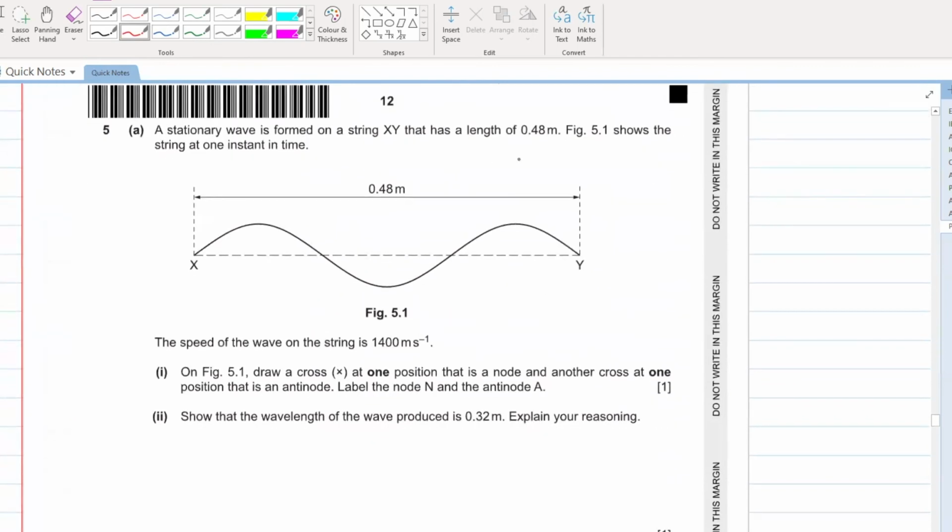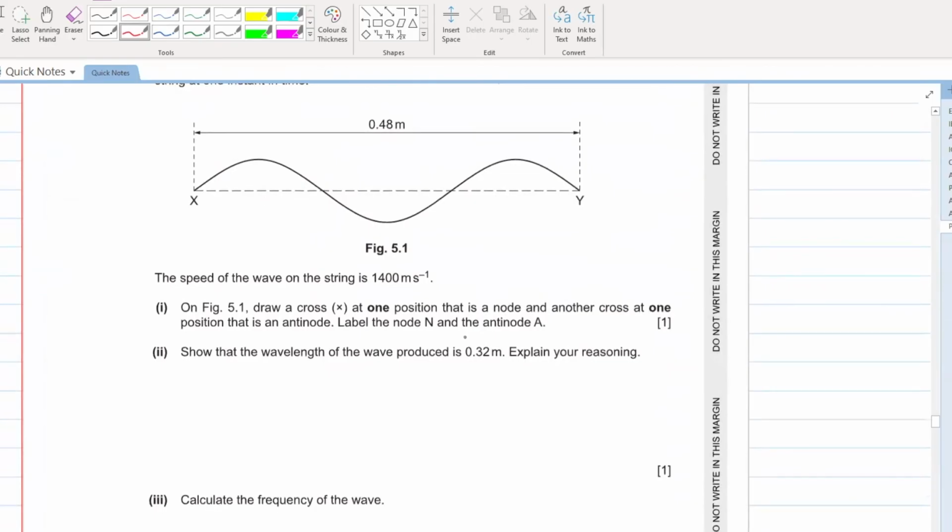A stationary wave is formed on the string that has a length of 0.48 meters. Figure 5.1 shows the string at one instant in time. Perfect. The speed of the wave is this. On figure 5.1, draw a cross at one position that is a node, and another cross at one position which is an antinode. Label the node N and label the antinode A. So where is the node? Here. Let's label it N. Where is the antinode? Here. Let's label it A. Simple.